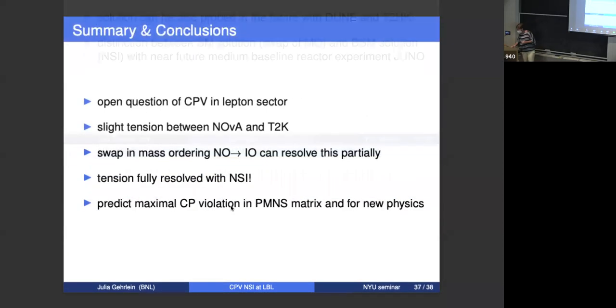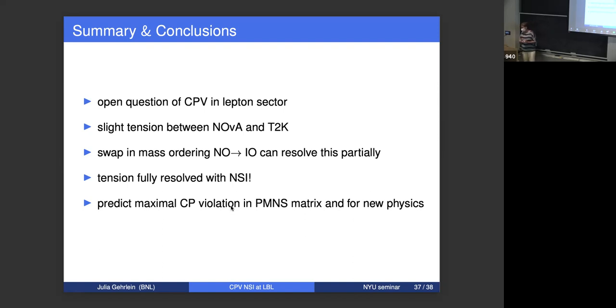So let me summarize and conclude. I think I was a bit fast, but okay. There is the open question of CP violation in the electronic sector, which is going to be solved in the near future with current experiments like T2K and NOvA, but ultimately with DUNE. In the current data of T2K and NOvA, there is a slight tension in the measurement of the CP violating phase. This tension can be partially resolved by swapping the mass ordering from normal to inverted. However, this tension can be fully resolved by introducing complex non-standard interactions. We predict maximal CP violation in the electronic mixing matrix, but also for the new physics.